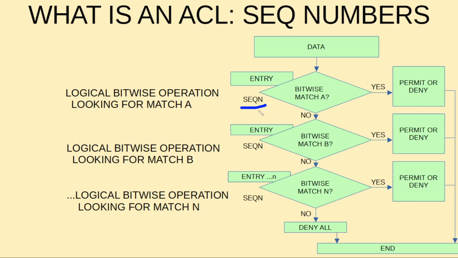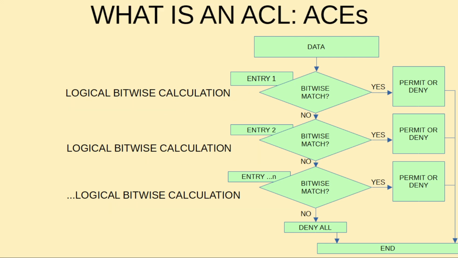We can assign sequence numbers to our entries. Lower sequence numbers get processed first. Back in the day with old IOSs, we didn't have sequence numbers, so if we wanted to change or modify an ACL, we actually had to delete it altogether and build it from scratch. Nowadays, we don't have to do that. We only have to modify a specific entry with a specific sequence number. The actual name for an entry within Cisco is Access Control List Entry, or ACE.